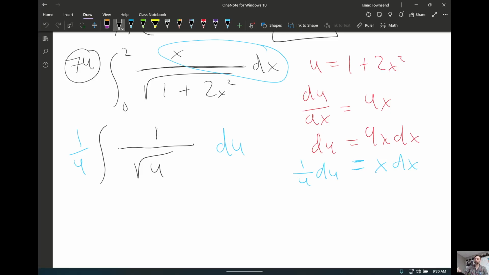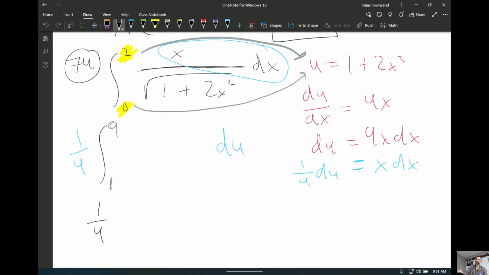The other thing that you really need to emphasize here is these bound changes. It is no longer 0 to 2, 0 to 2 if you're talking about x. We're talking about u. So when x is 0, plug it in over here to see that u is 1. And when x is 2, plug it in the same thing to figure out, I think that's 9. And then you need to finish it the normal way.